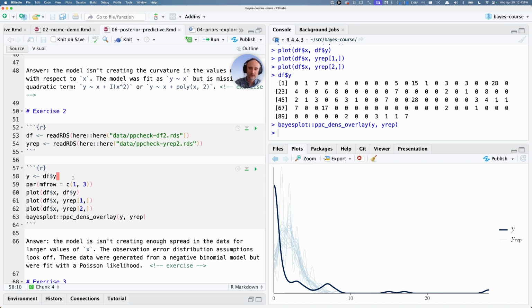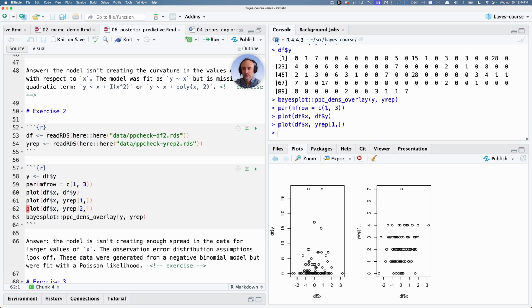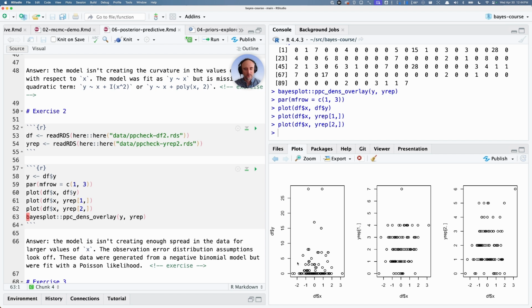And so what has happened here is we have data that were simulated from a negative binomial distribution. I think it was an NB2, or negative binomial 2, which means that the variance grows quadratically with the mean, whereas the model that was fitted had a Poisson observation and a log link. The Poisson has a 1-to-1 variance to mean relationship, so the variance cannot grow with the mean nearly as quickly as it does in the negative binomial, and so we don't have enough variance in our observations.